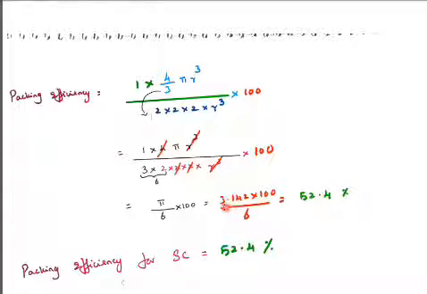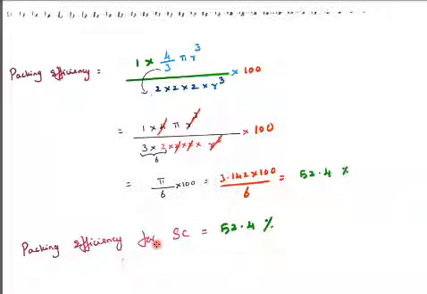You can easily remember that the pi value is 3.14 because it is March 14th: the third month, and the date is the 14th. The exact value is 3.142. So 3.14 into 100 by 6 is equal to 52.4. This is a fact, not a rough statement; it is said that pi was discovered on March 14th. So the packing efficiency of simple cubic is 52.4%.